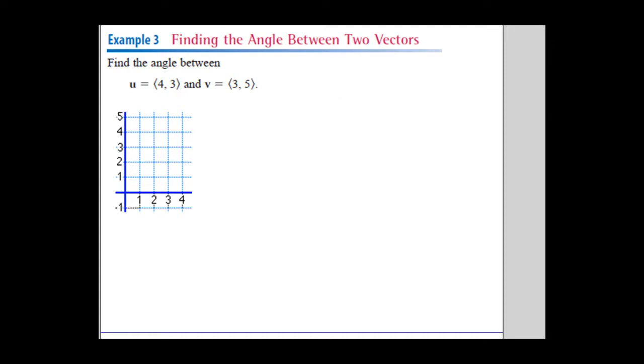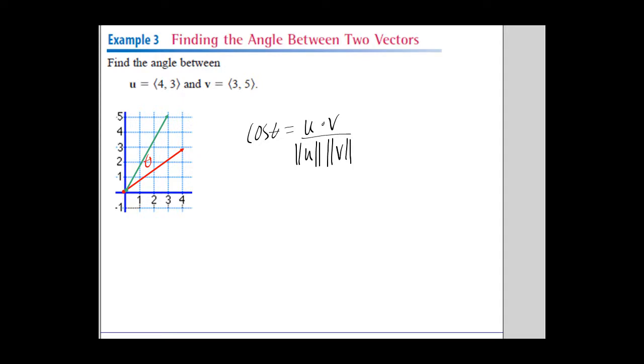All right, so let's try example 3 together. It's asking us to find the angle between u, which is 4, 3, and v, which is 3, 5. So we're looking for this angle theta here between them. Applying our formula, good mathematicians always start by writing down the formula they're going to use: u dot v divided by the magnitude of u times the magnitude of v.